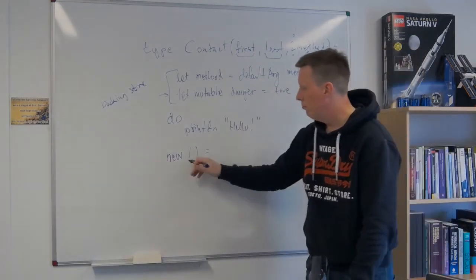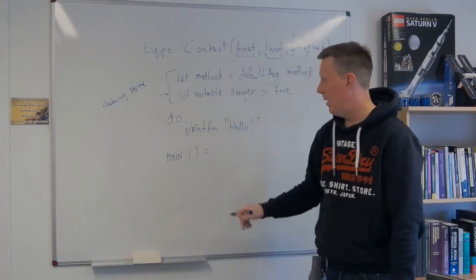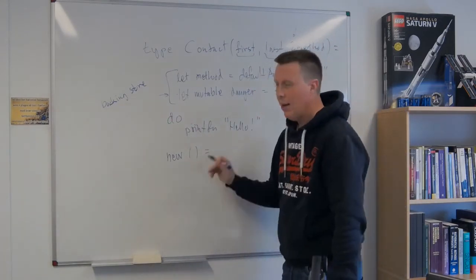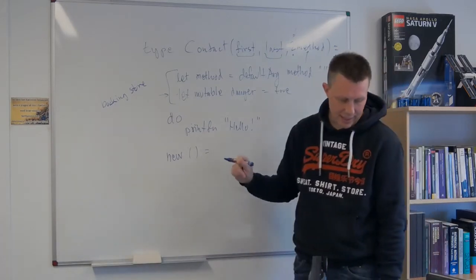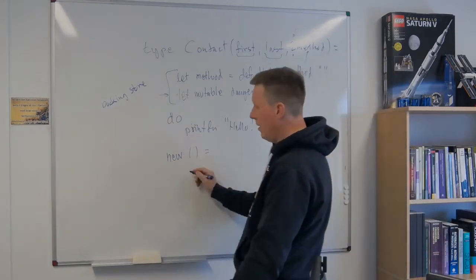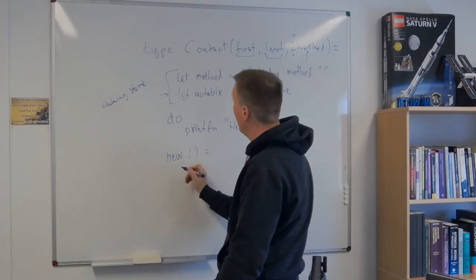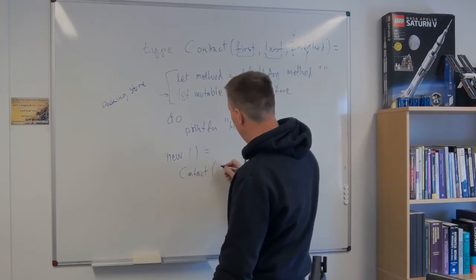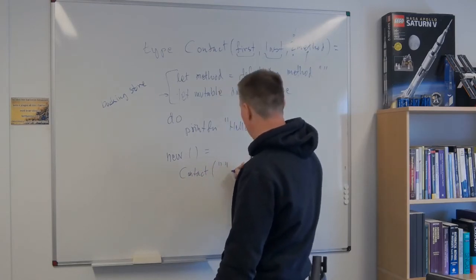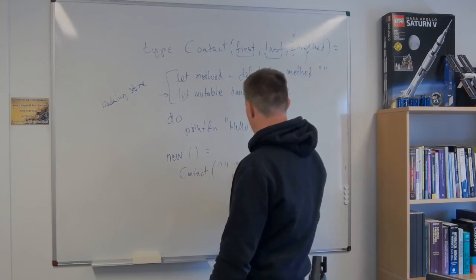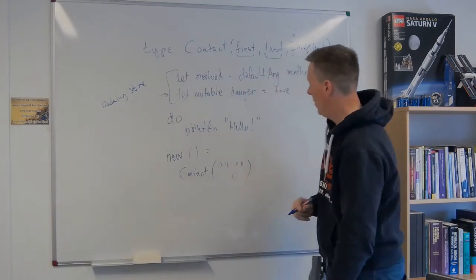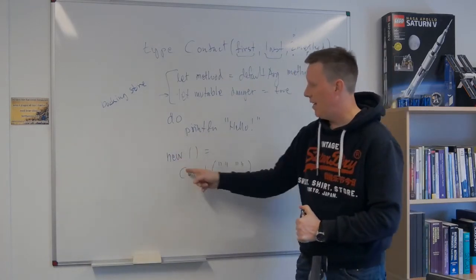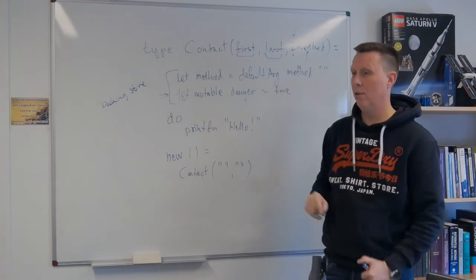And it could do whatever it needs to do. In addition to this do block, I could do some stuff. And the last thing this needs to do is call the default constructor, which is just called contact. So I need to call contact, and then I could say, well, okay, first name is empty, last name is empty, and that's it. And I don't give any contact method. So the last thing any constructor does is to call the default constructor.